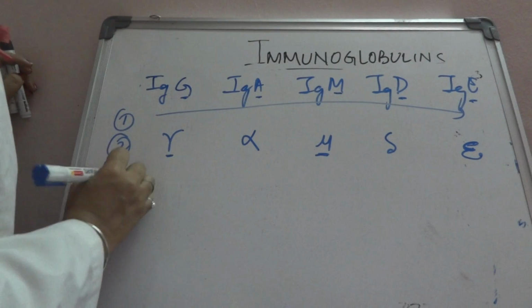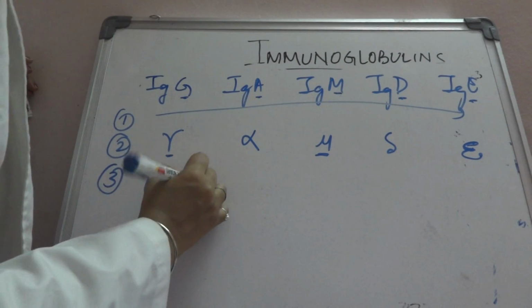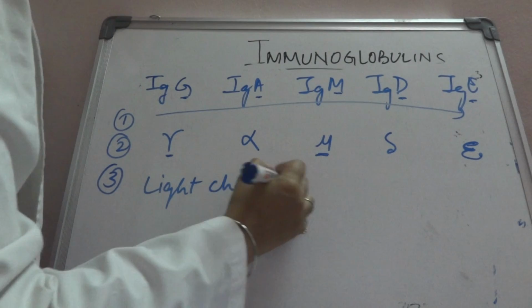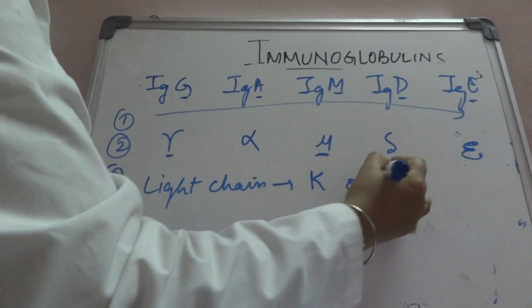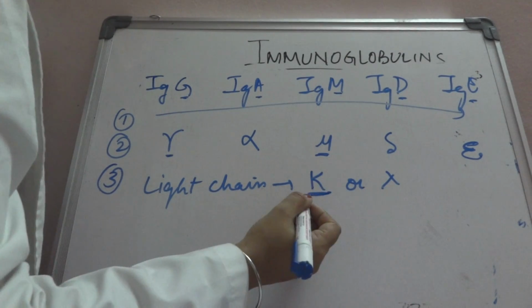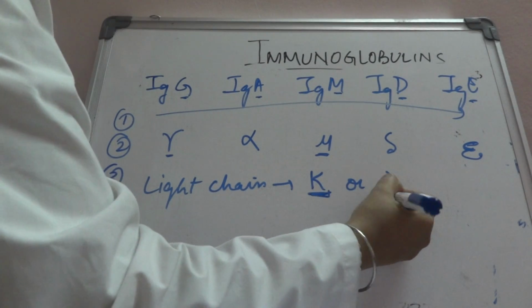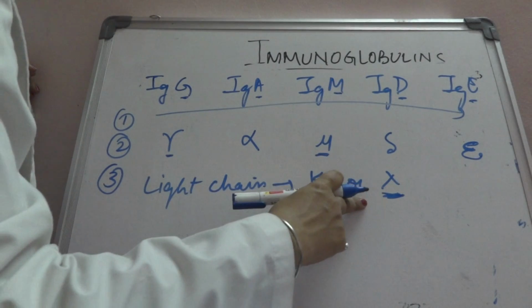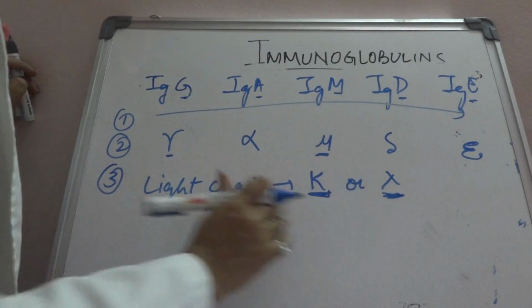Third, light chains. Light chains are of two types: it could be kappa or it could be lambda. Never both. If one has kappa, it will have both kappas. If one has lambda, it will have both lambdas. It is never a mixture.